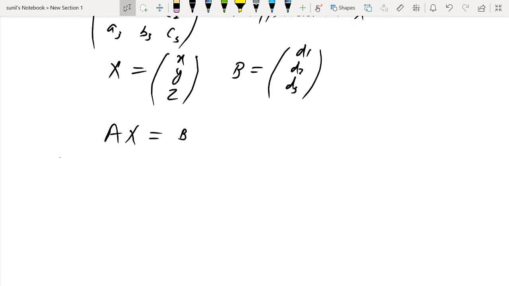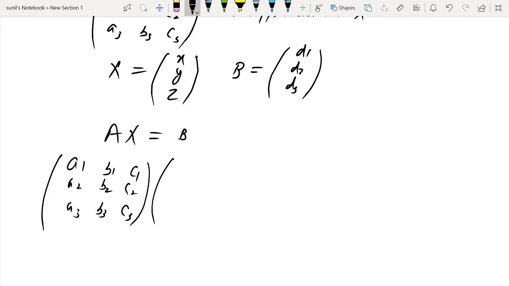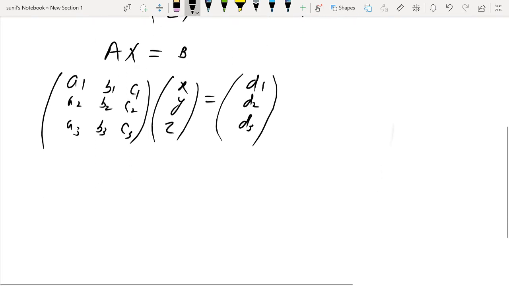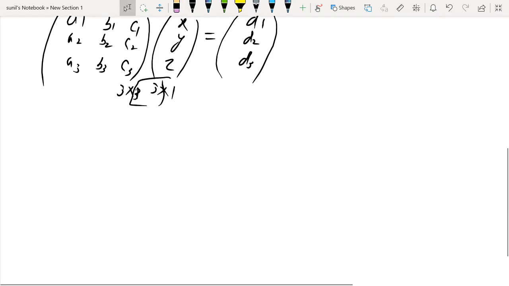The reason is very simple, because if you write this matrix like this and the matrix like this, now you can easily obtain it. This is a 3 cross 3 matrix and a 3 cross 1 matrix. When you multiply, you will get the equation back. Now this is AX is equal to B.